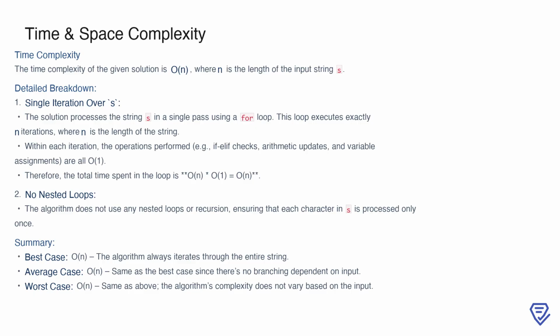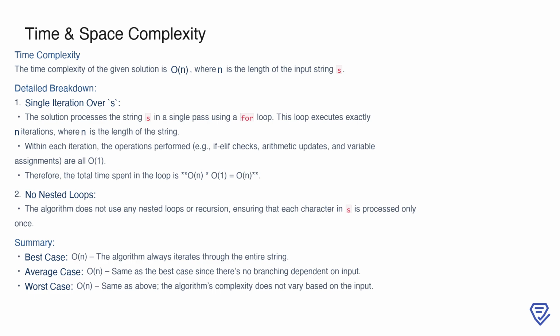The time complexity of this solution is O(n), where n is the length of the input string s. This is because the algorithm processes the string in a single iteration using a for loop. Each character in the string is visited exactly once, and within each iteration, the operations performed, such as checking conditions, updating counters, and assigning values, are all constant time operations, or O(1). When you multiply the n iterations by the constant time operations, the total time complexity remains O(n).